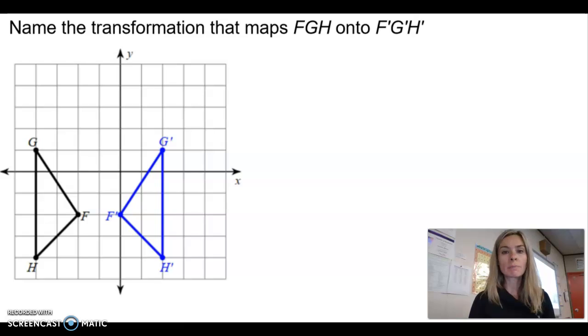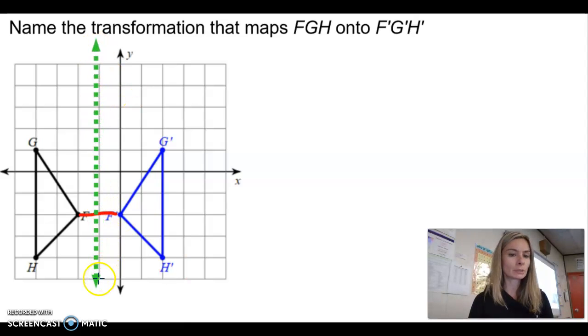Name the transformation that maps FGH onto F prime, G prime, H prime. Take a look at all the points and see if this is a slide, a flip, or a turn. A flip? Good. This is a flip. In order to figure out the line of reflection, you can count the distance from F to F prime, and then you can find the midpoint. The midpoint would be the line of reflection.